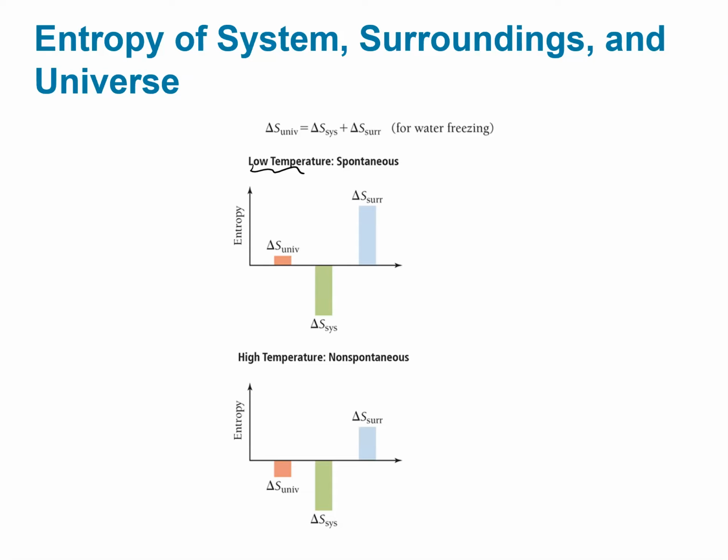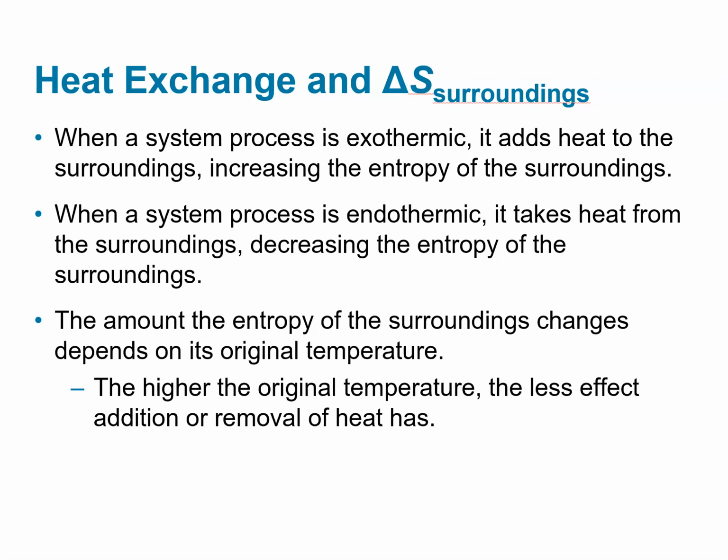However, at high temperatures, it's not spontaneous, because the sum of delta entropy for the universe, which is your system plus your surroundings, is going to be net negative. This is why some reactions are spontaneous at certain temperatures and not spontaneous at other temperatures. Specific to entropy, we'll also see once we get into enthalpy and delta G that there are other thermodynamic effects that weigh in on that as well.